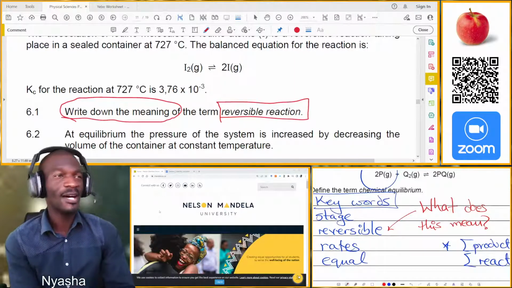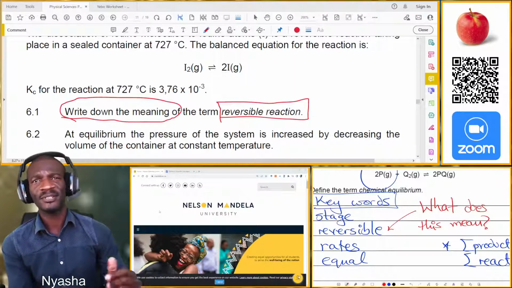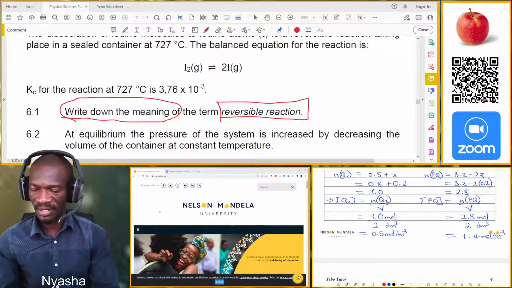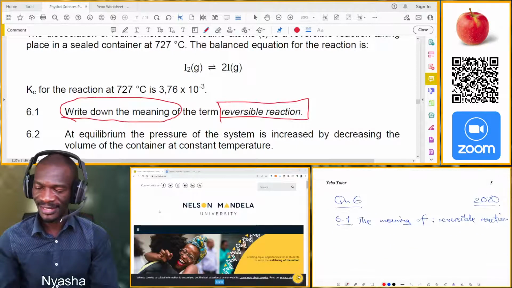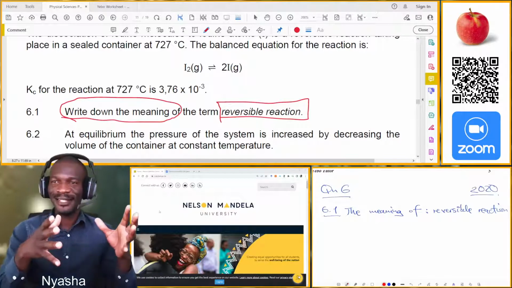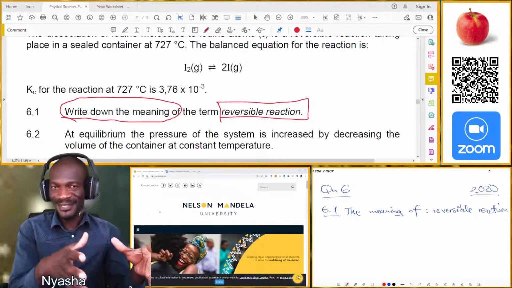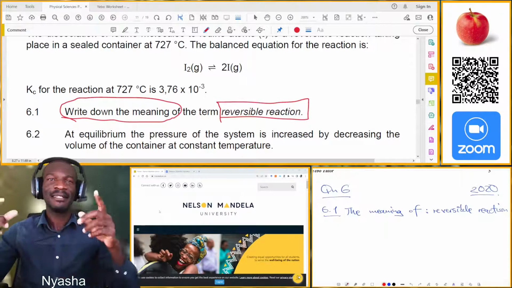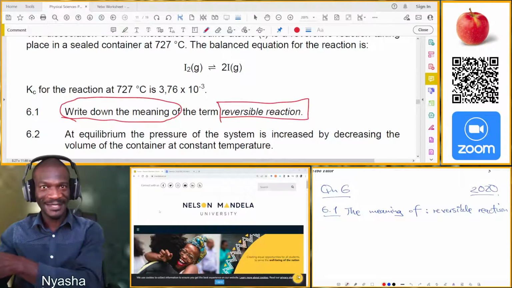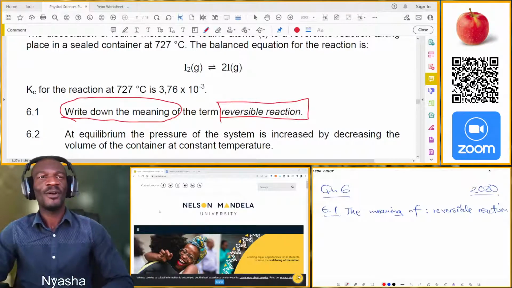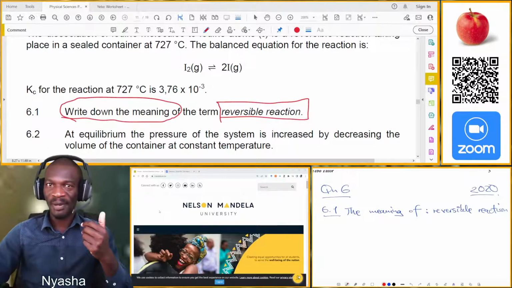Now that you have written the meaning, what are some of the synonyms that you can use for reversible? When we say synonyms, what are some of the words, scientific terms that you can use to define or to write the meaning of this term, reversible reaction? If it's reversible, it means the reactants form the products, and simultaneously the products dissociate into the reactants, isn't it? Or the chemical reaction is bidirectional.